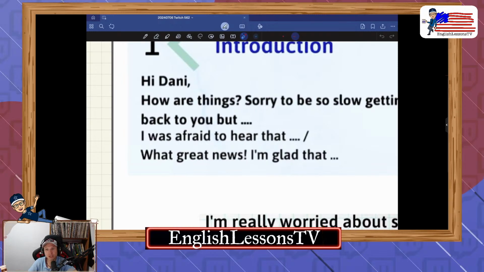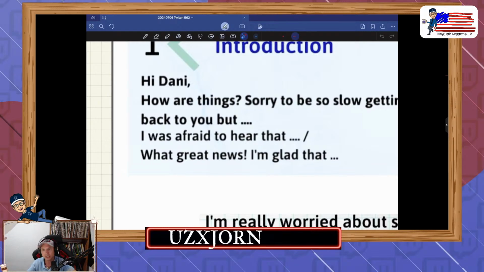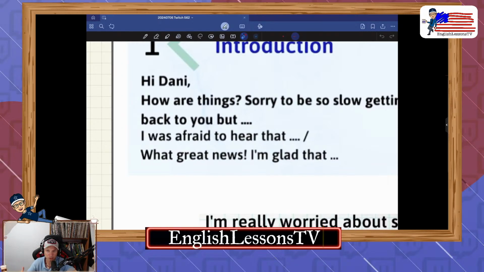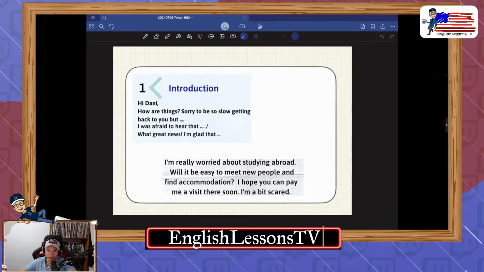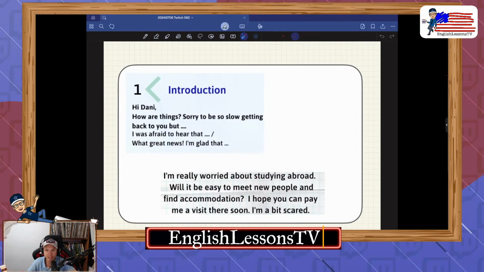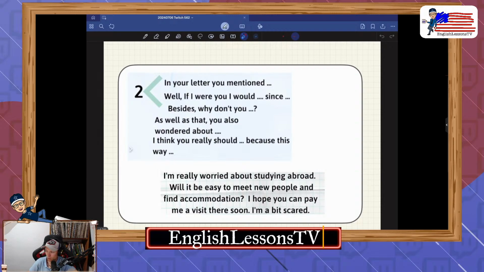I was afraid to hear that, like, I'm sad about the news that you gave me. Or what great news. I'm glad that you passed your driving license. Okay? Oh, I was afraid to hear that you failed your driving license. Don't worry. Okay? So you react in one way or another. So react positively or negatively depending on the piece of news that they're breaking in. Let's go to the second one, where you have to answer questions one and two.